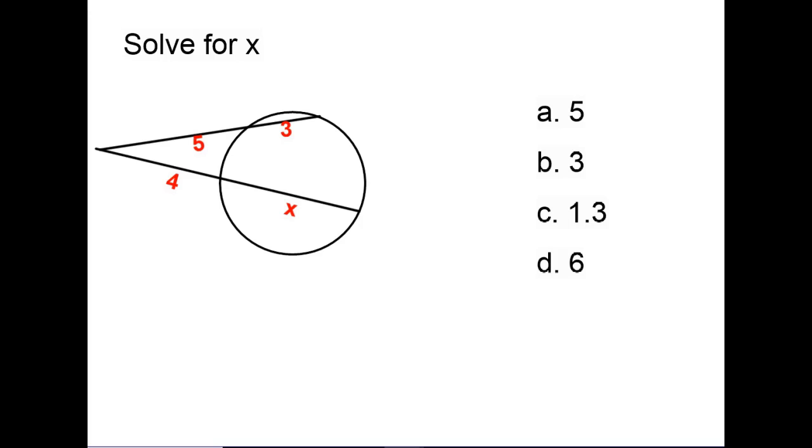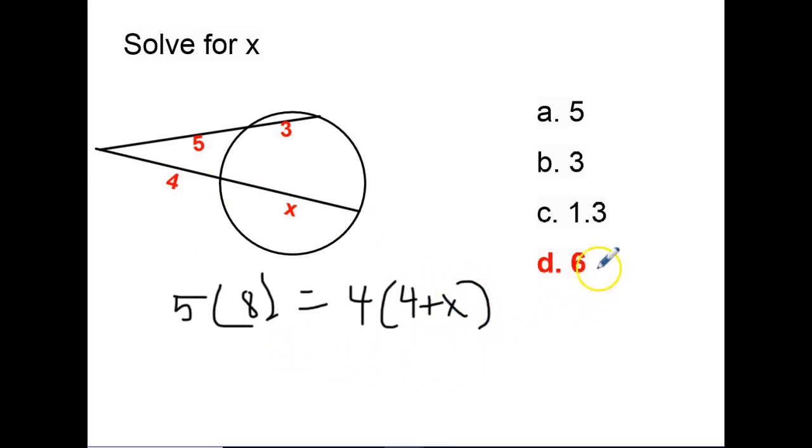This is one that's a little bit tricky to remember. It's always, when the intersection is outside and you've got an outside part and an inside part, it's always the outside part times the total length is equal to the outside part times the total length. So when we go to set this one up, it's going to be 5 times 5 plus 3, which is 8, equals outside part 4 times the entire length, which is 4 plus x. And then you work this out and you get 6 for an answer.